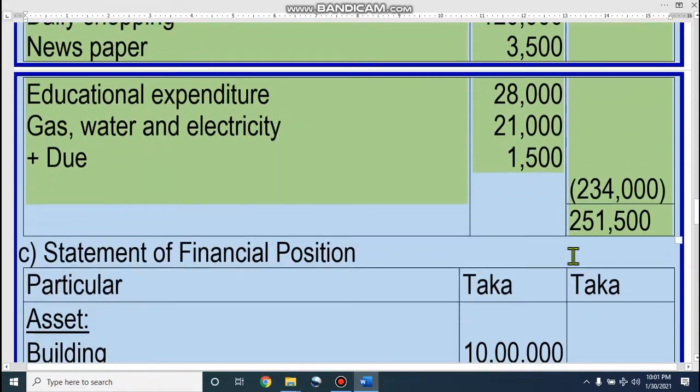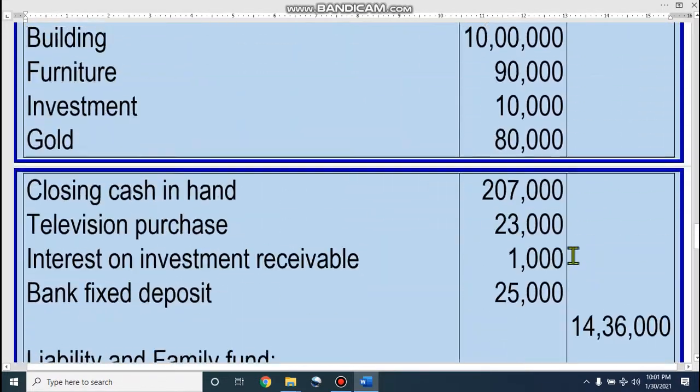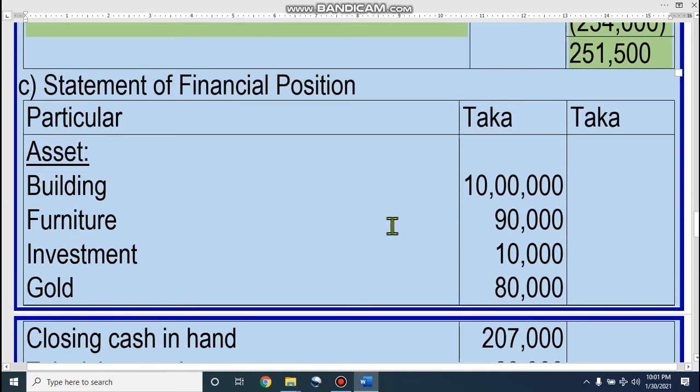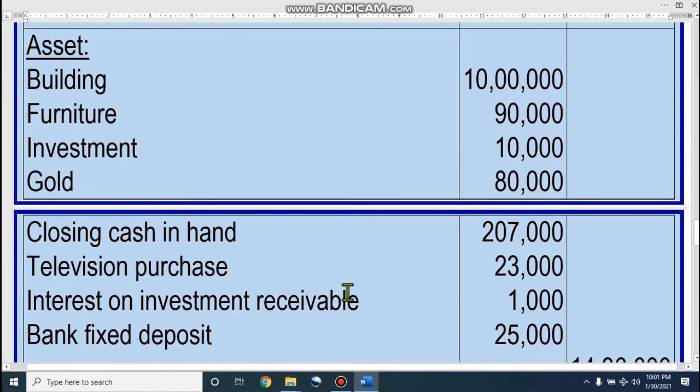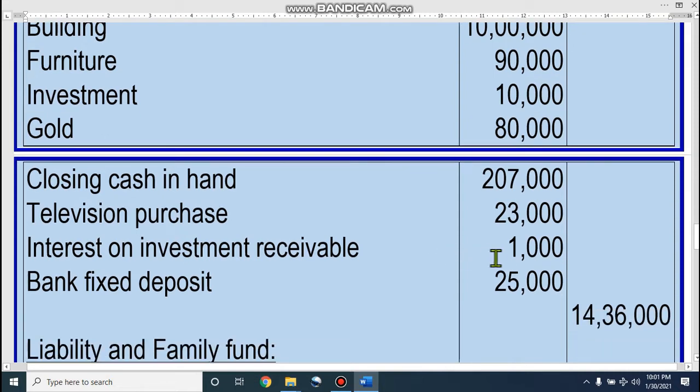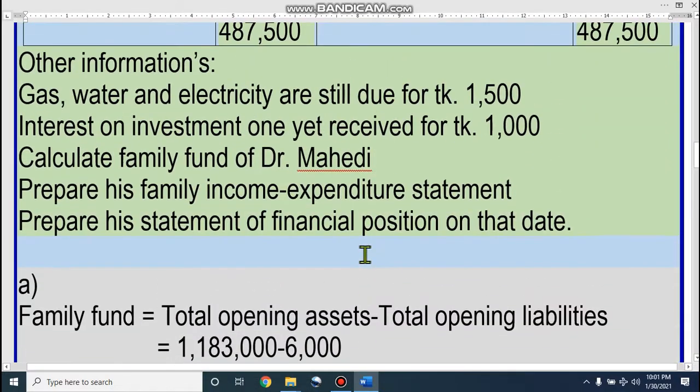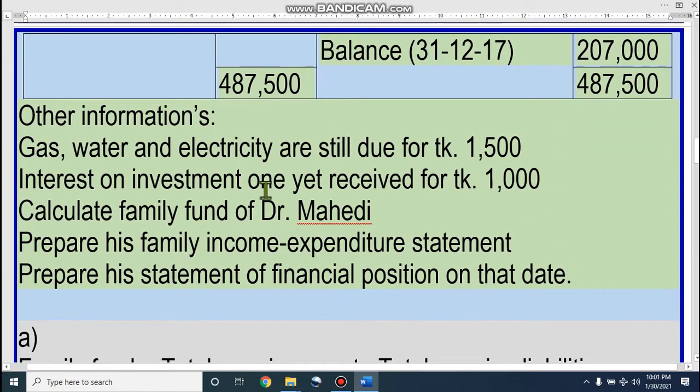Let's see the asset side. Building 10 lakh, furniture 90,000, investment 10,000, gold 80,000, and closing cash in hand. Opening cash in hand we cannot write, closing cash in hand 2,07,000, television purchase 23,000, interest on investment receivable. This is an important item. Dear student, maximum students made mistakes here. Look, interest on investment not yet received 1,000. That means this is interest on investment receivable.